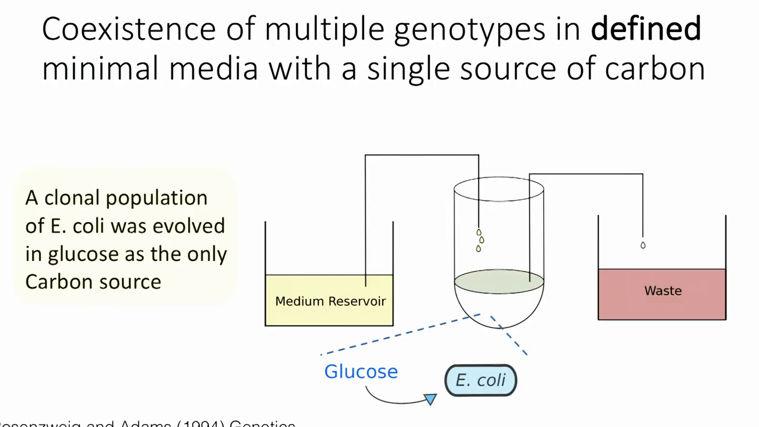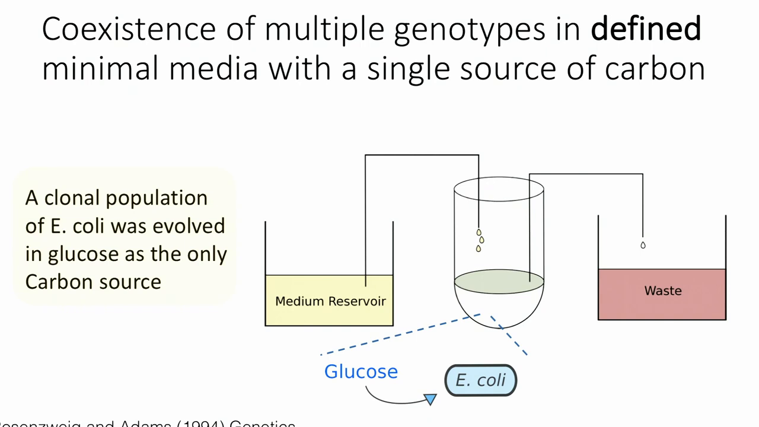I wanted to give you one of my favorite experimental examples of this. This is a paper by Rosenzweig, Adams et al. from about 23 years ago. This was an experimental evolution experiment. They started from a clonal population of E. coli that they grew in a chemostat under conditions of high glucose concentration. And they evolved this system for a few hundred generations.